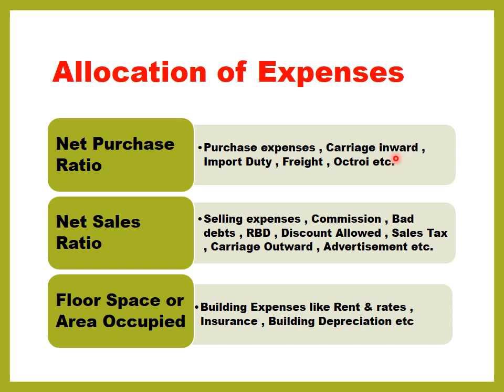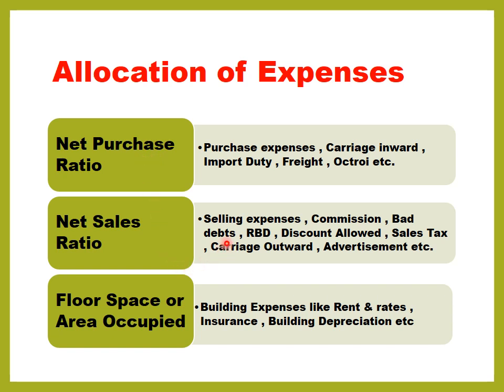So let me make a clarification, students. Carriage inward, and here at the bottom we have carriage outward. Carriage inward is a transport expense on goods purchased. Carriage outward is a transport expense on goods sold. So all purchase expenses are to be distributed in net purchase ratio.